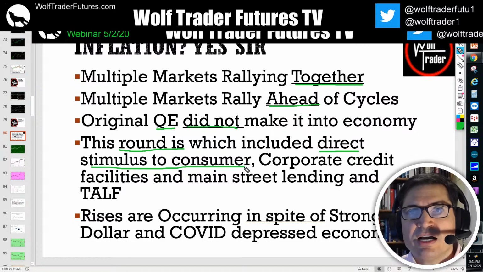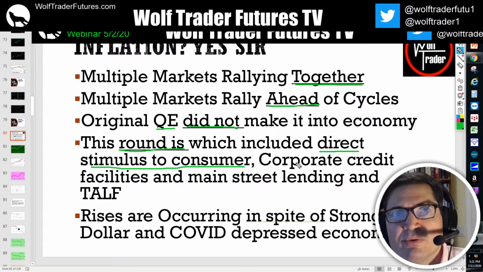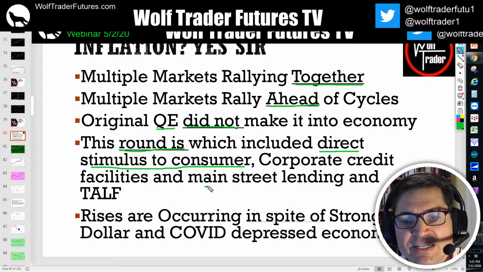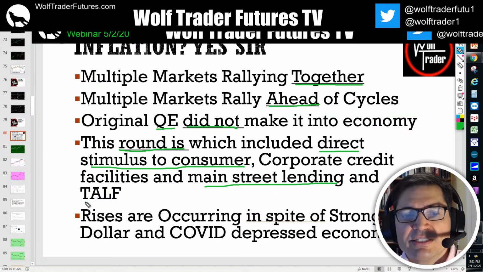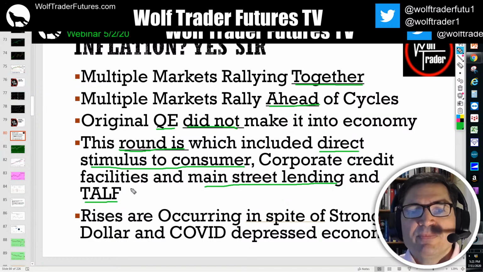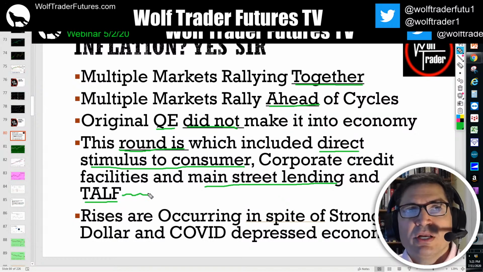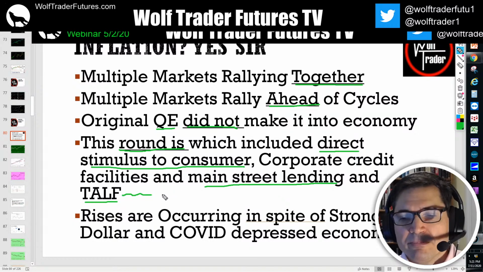Now, of course, the economy is flagging with COVID, but that was inflationary. You have the corporate credit facilities, where they're buying primary and secondary market debt from the corporations. The Main Street lending facility, where they're going to be lending larger size loans of 250,000 or more. And of course, the TALF, which I'm going to talk about more, that is directly to the consumer, and that's a bridge that they're making.